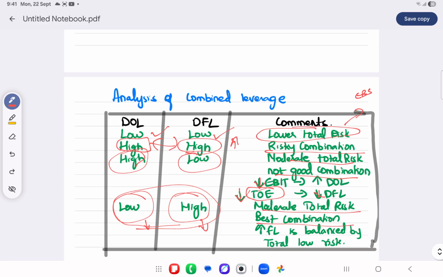I'll also be making one more video for solving the sums on operating leverage, financial leverage and combined leverage.